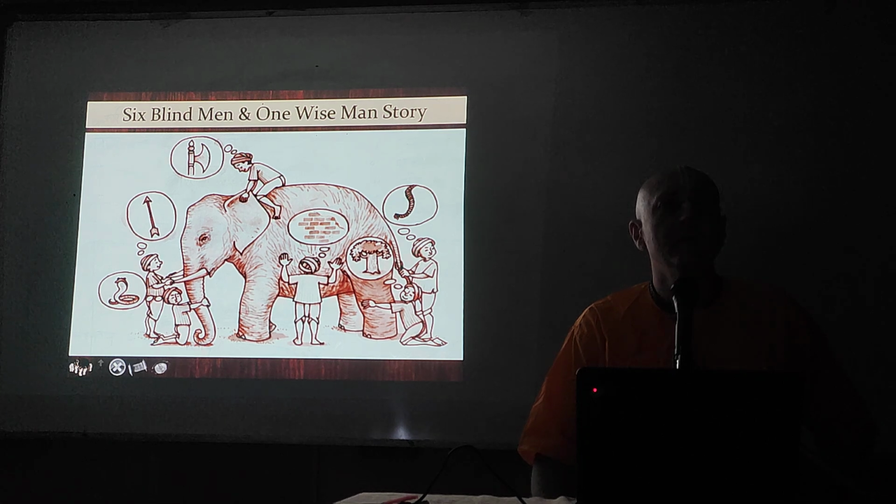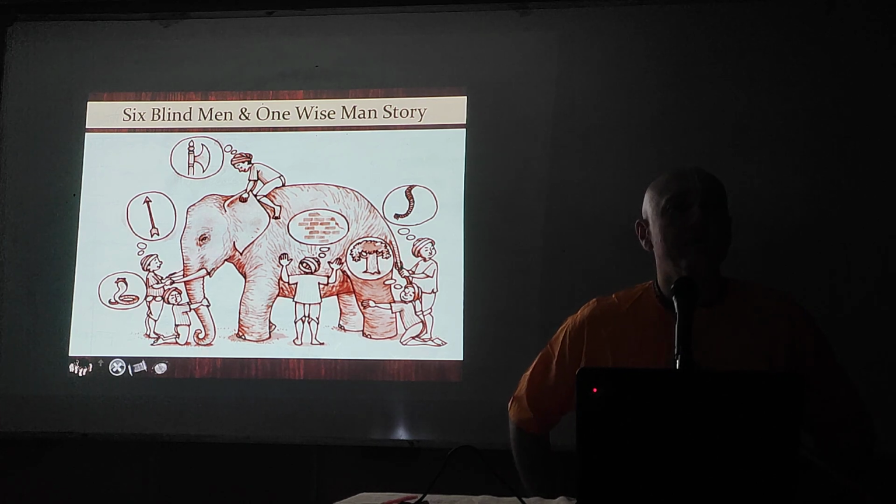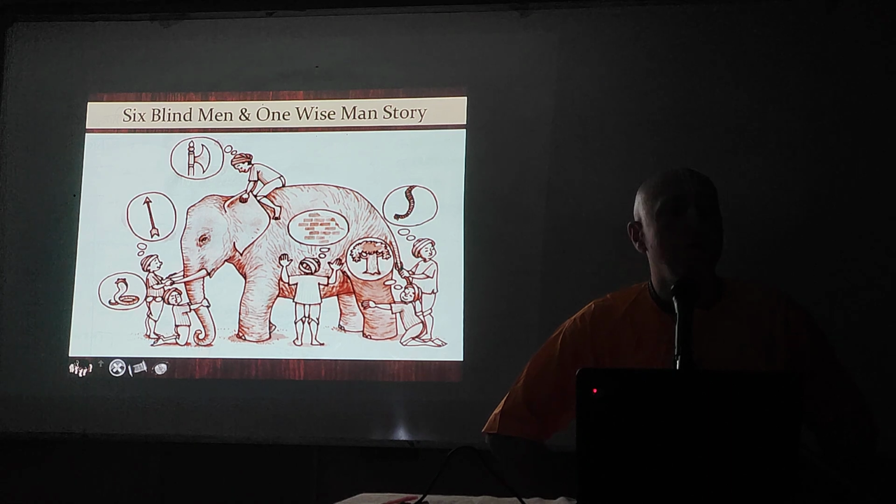But then another person passed by, and witnessing this, he explained that actually, no, an elephant is not like this, not like that. An elephant is something completely different. So many times we have a perception about something from one particular point of view, but we don't have an overall understanding of what anything might be.